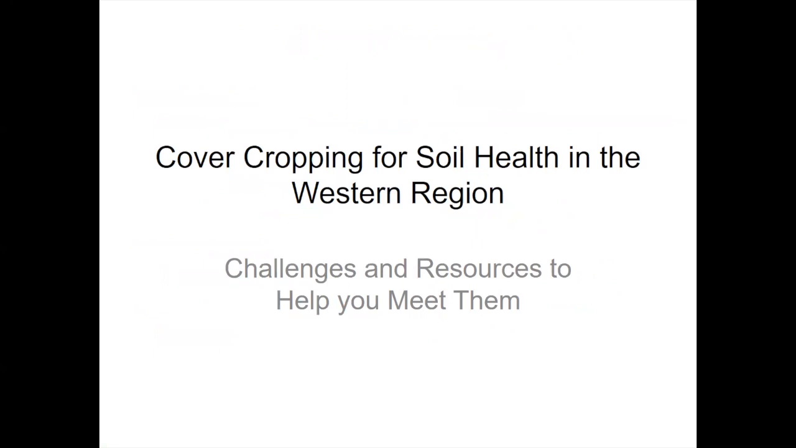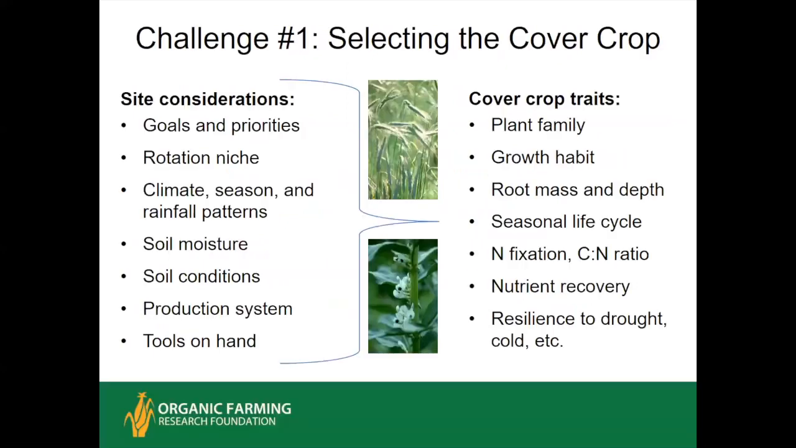Okay, well, let's look at a few challenges in a little bit more depth here. The first one is selecting the cover crop. And this is true anywhere in the country. You've got to consider a whole lot of factors. What are your goals and what part of the rotation? What is the planting date and the termination date that you need to fit it in? What is the climate and the season that you're trying to fit it in? Rainfall patterns. This is a real challenge in the West. Soil conditions and your overall production system, and what tools you have on hand. If you already have a roller crimper, well, you can terminate by roll crimping if it gives you sufficient control.